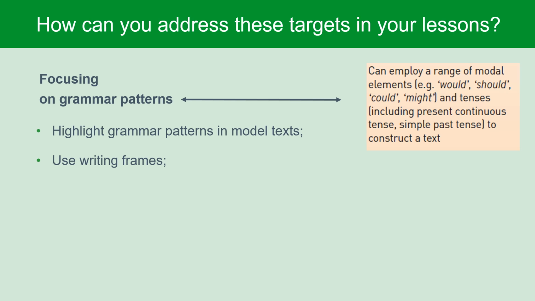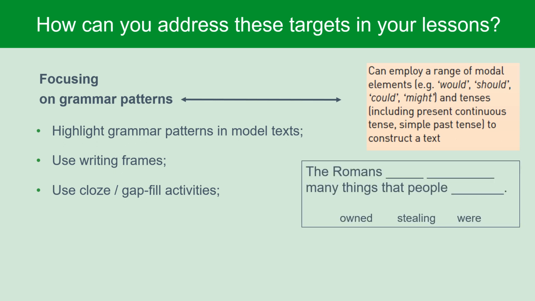Another useful type of activity is cloze activities, where learners need to fill in the gaps to complete the sentences. The sentences would look like this. What's important to remember is that, unlike in most cloze activities, our focus here is on the language, not the content of the text. In this case, the gaps are always the past progressive and past simple verbs, as this is what we want to teach. The sentence is, the Romans were stealing many things that people owned.